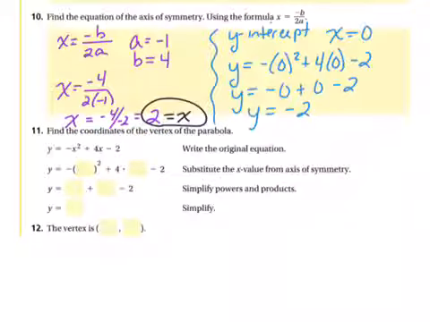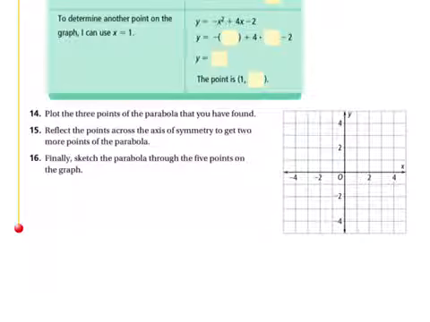So looking at this, I'm going to put 2 in the blanks, and I see that the vertex is (2, 2). If I wish to plot another point, which is always a good idea, I can use x equals 1. As you see here, that creates the point (1, 1).